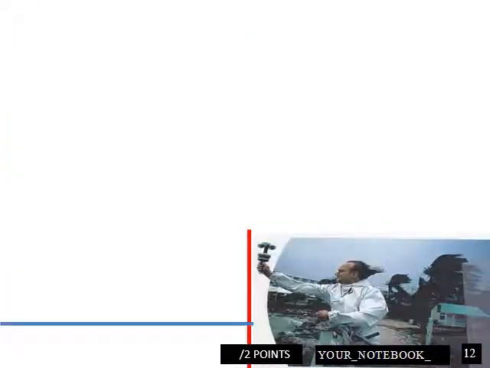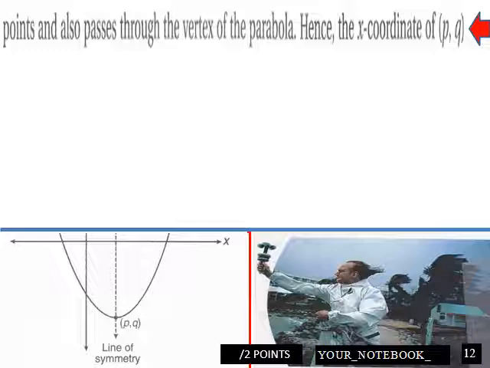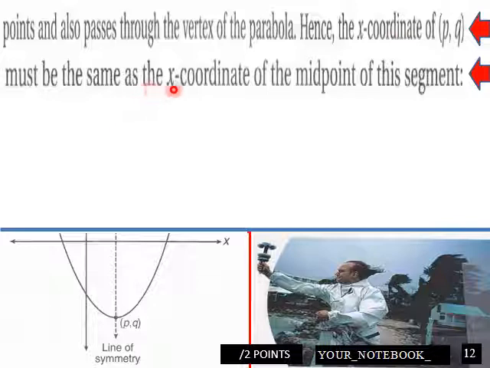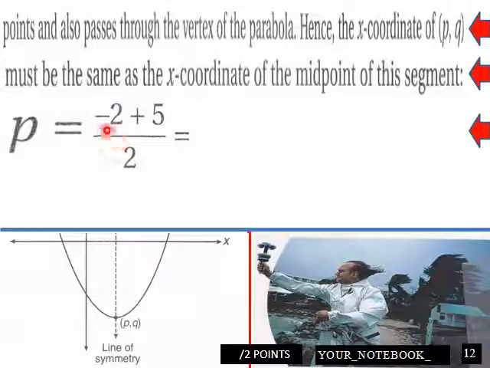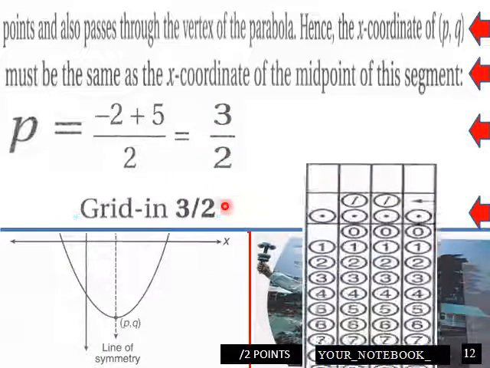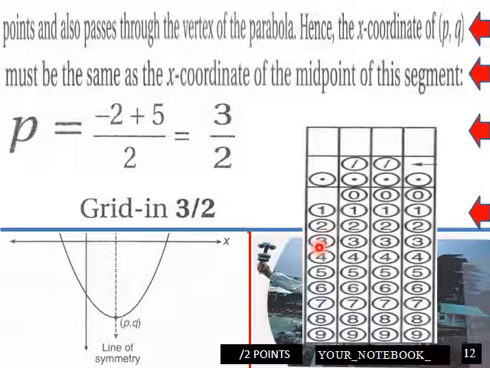So get back to this parabola, page 12. Here's (p, q). It also passes through the vertex of the parabola. Here's the vertex. Hence, the x-coordinate of (p, q) must be the same as the x-coordinate of the midpoint of this segment, which is up here. p equals (-2 plus 5) over 2. So we're finding the midpoint between these two intersections with the parabola, which is 3 over 2.